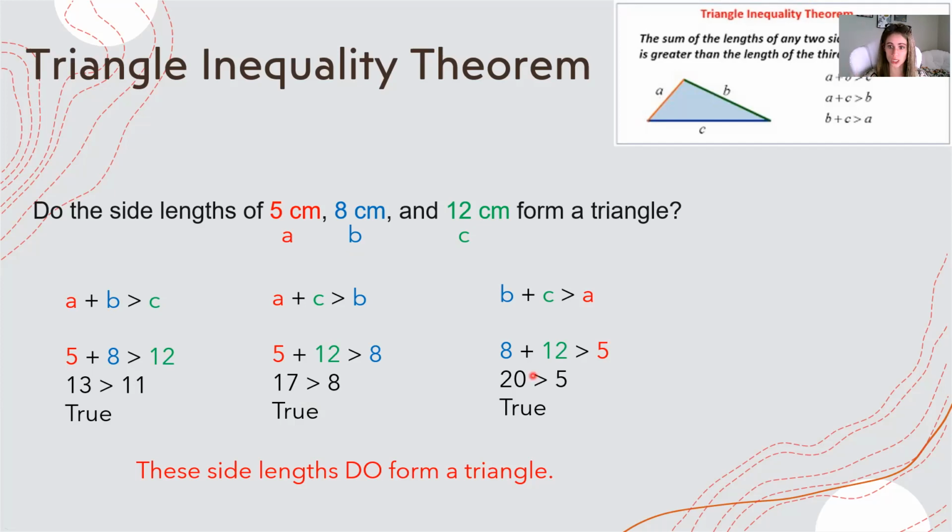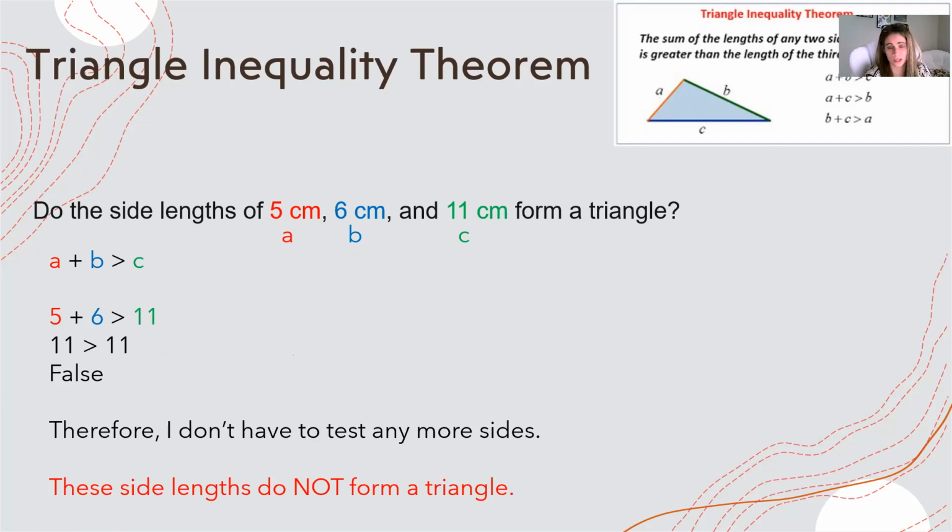Because all of these different sets work, that tells us that these three sides would form a triangle because it meets my requirements. Now, what would happen if we had a set that didn't work? Well, let's look at this one.